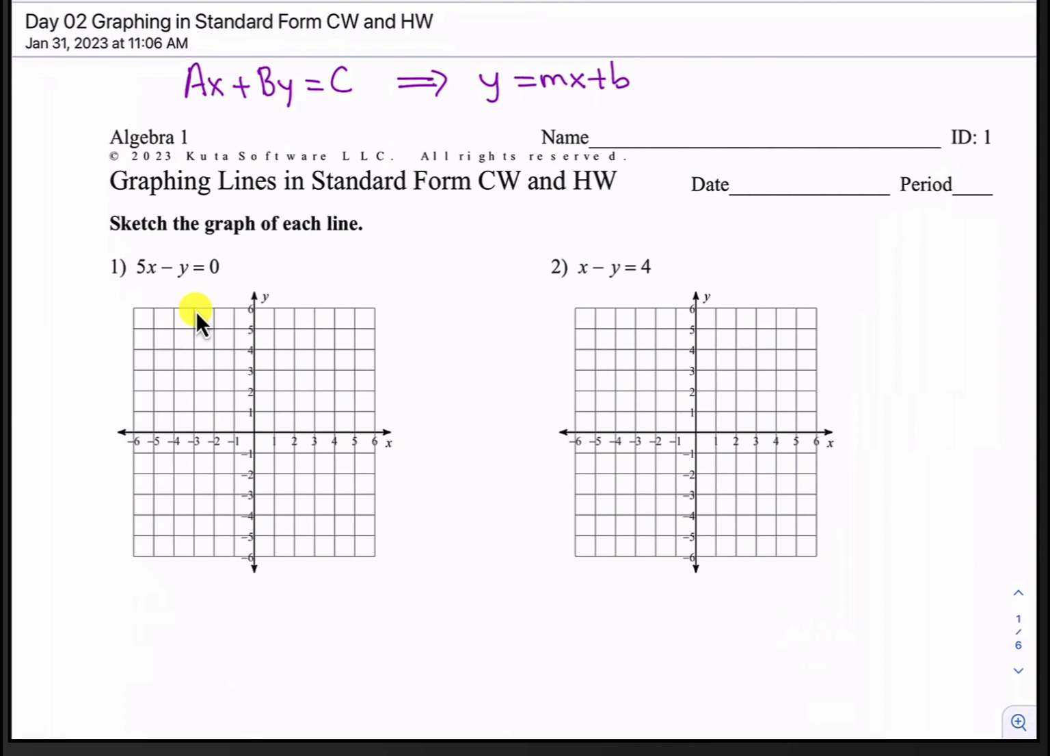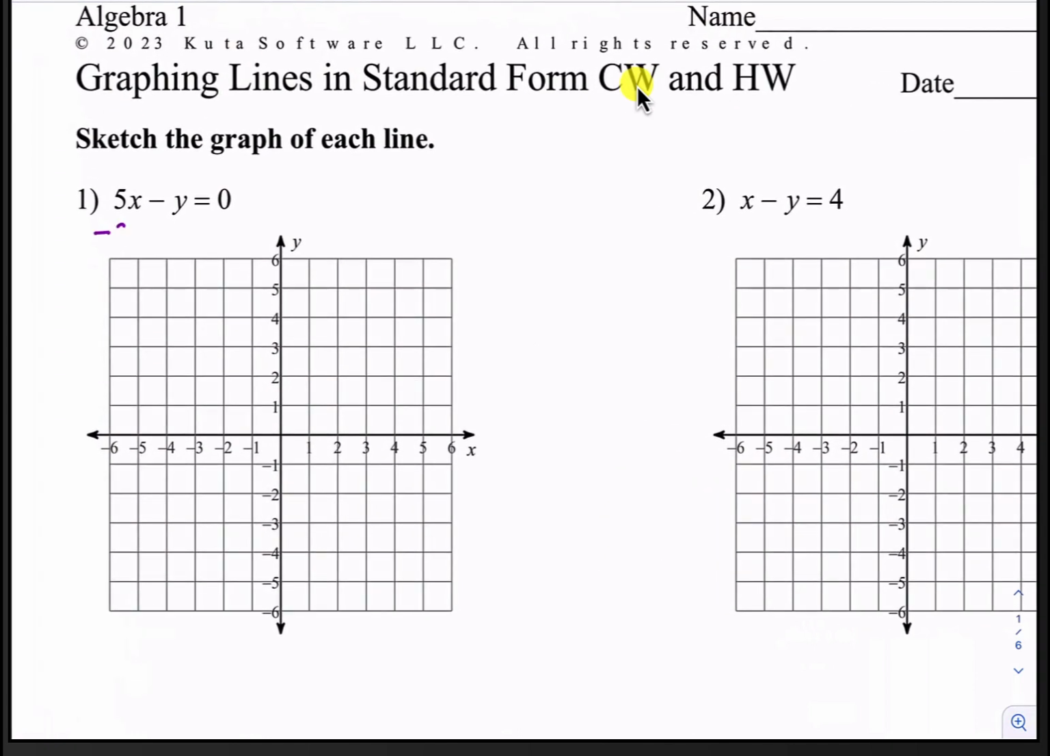Let's start with number 1. We have 5x minus y equals 0. Going to convert that into y equals mx plus b. The first step would be to subtract 5x from both sides. These 5x's on the left would cancel out. That leaves us with negative y equals negative 5x plus 0. Now we'll divide by negative 1 everywhere, and when you divide by negative 1 we get y equals positive 5x plus 0.